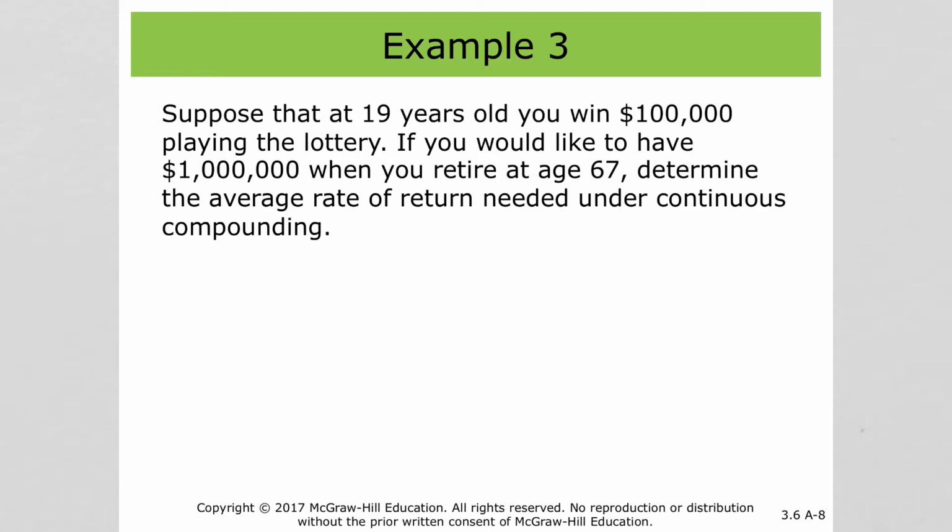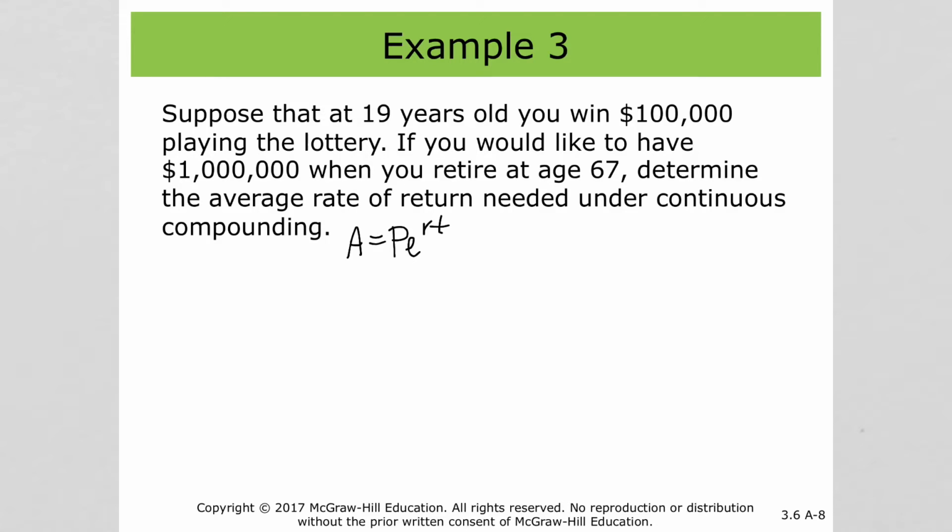So for example 3, it says, suppose that at 19 years old, you win $100,000 playing the lottery. Oh, that would have been nice. If you would like to have $1 million when you retire at age 67, determine the average rate of return needed under continuous compounding. So the first thing is you need that formula for continuous compounding. It's A equals Pe to the rt.